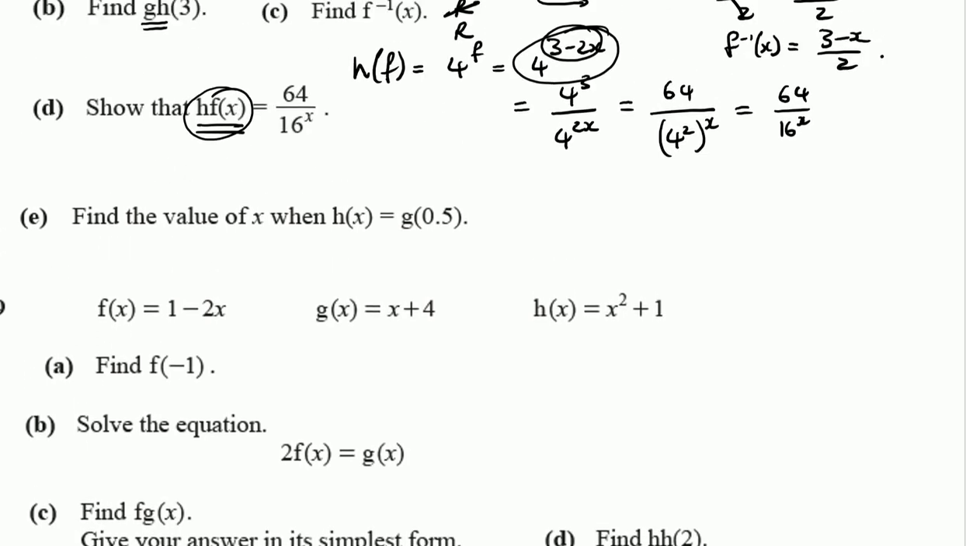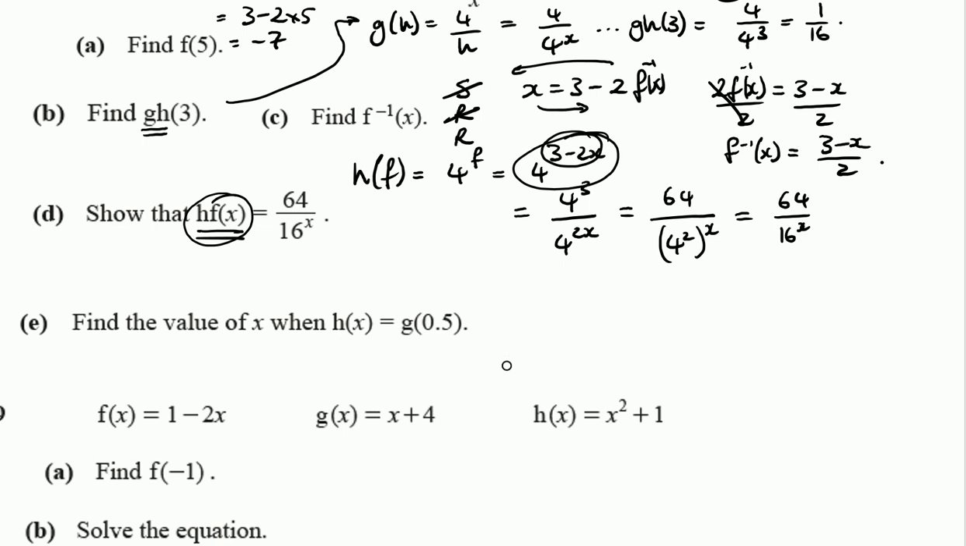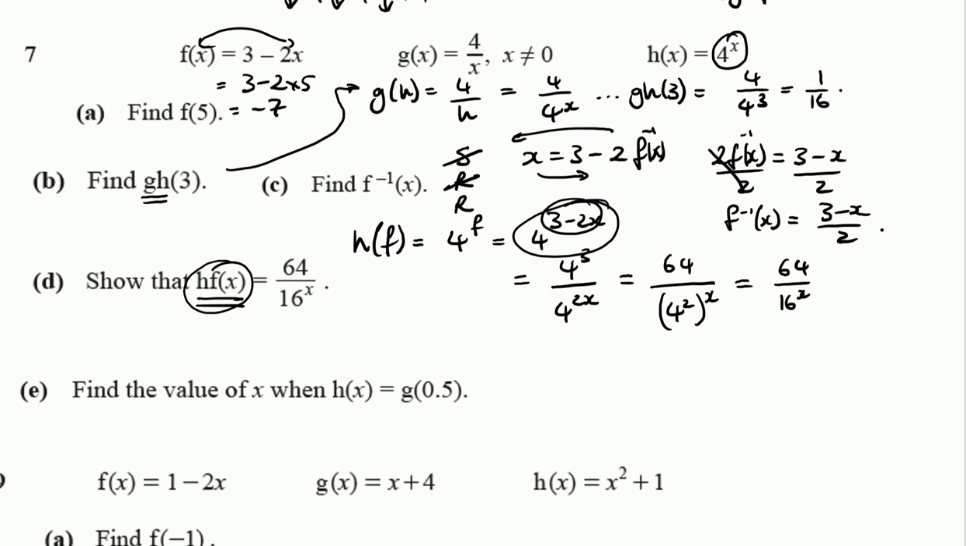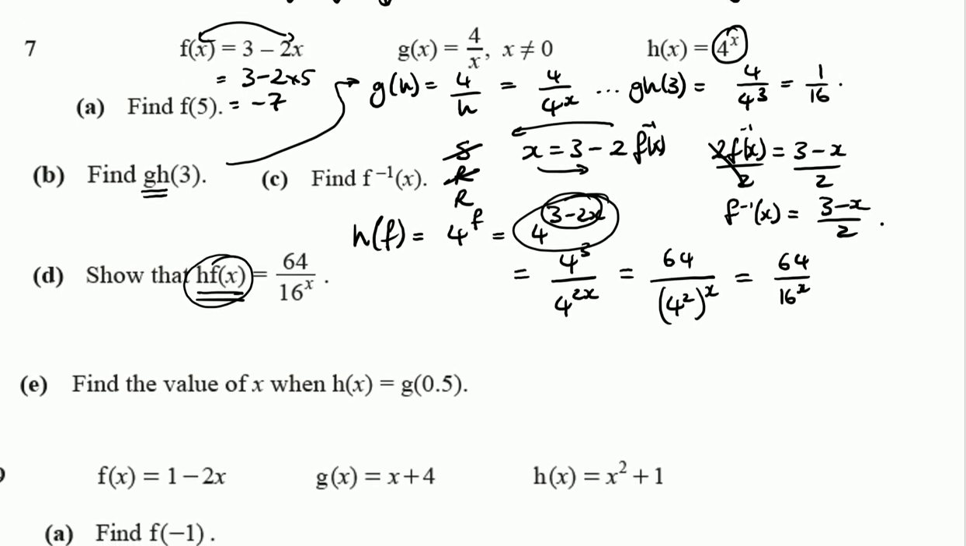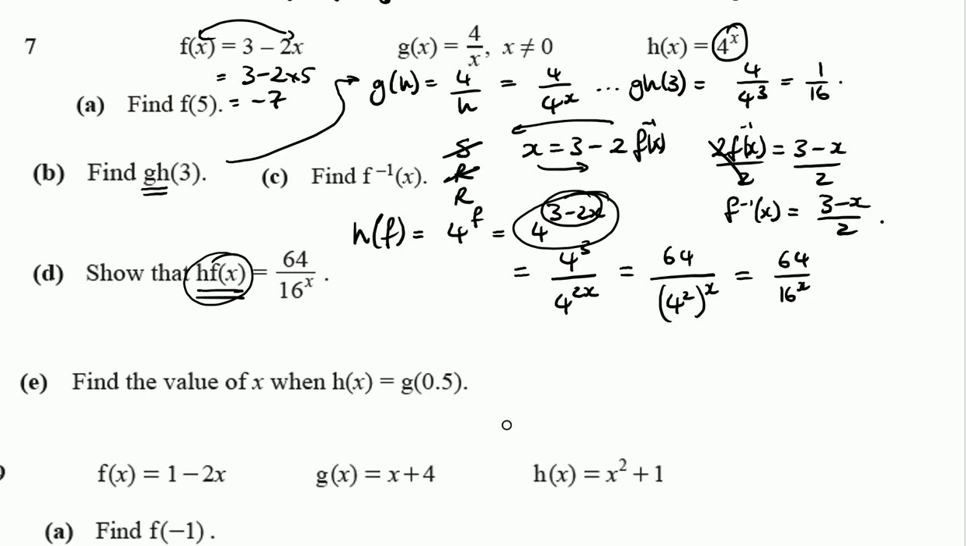Now we're not done with this question yet. We're asked to find the value of x when h of x equals g of 0.5. So, h of x is 4 to the power of x, and g of 0.5 is g of x with a 0.5 in it. That's 4 divided by 0.5. In other words, what I'm solving here is 4 to the power of x equals 4 divided by 0.5, which is 8.